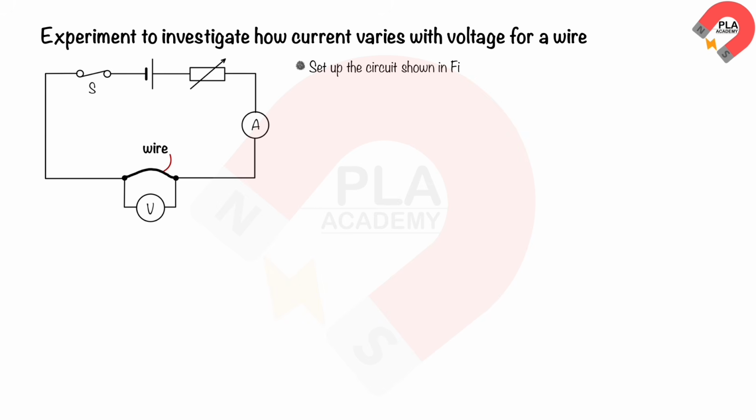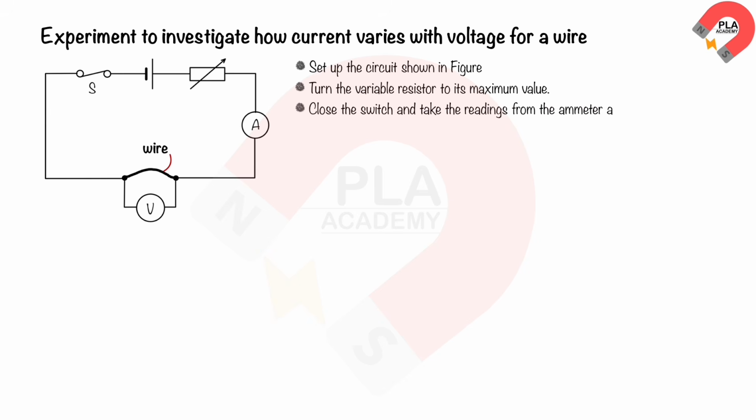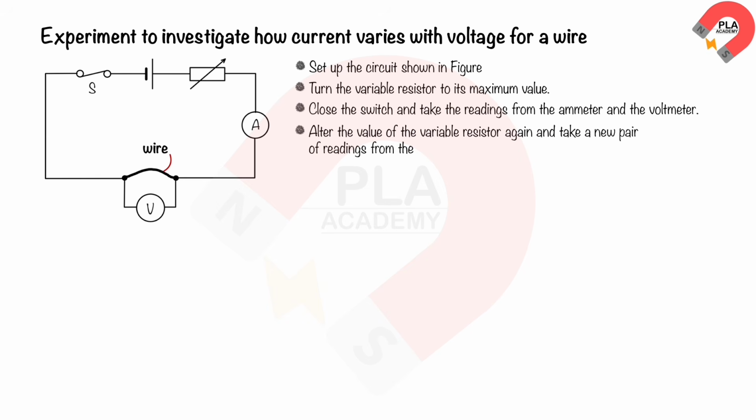Experiment to investigate how current varies with voltage for different wires. Set up the circuit shown in figure. Turn the variable resistor to its maximum value. Close the switch and take the readings from the ammeter and the voltmeter. Alter the value of the variable resistor again, and take a new pair of readings from the meters. Repeat the whole process at least 6 times.